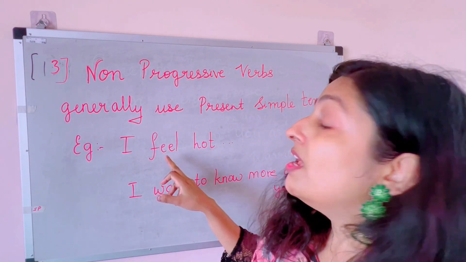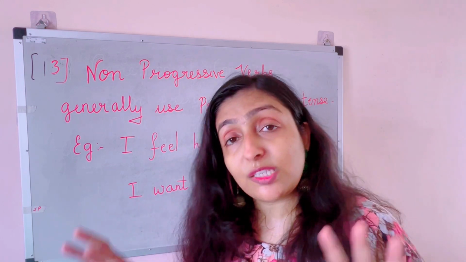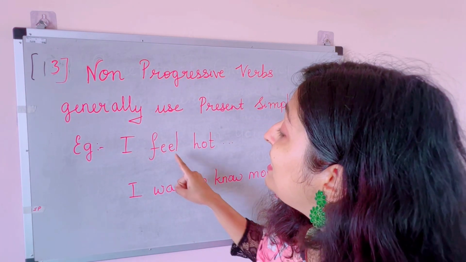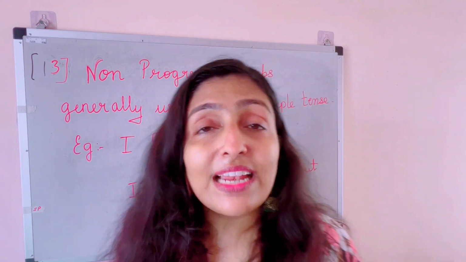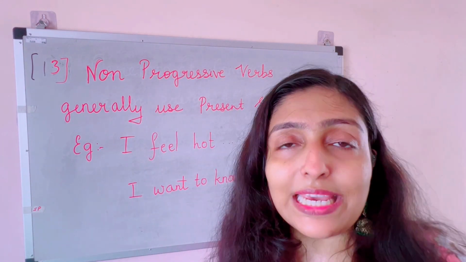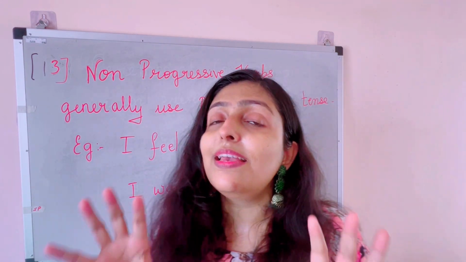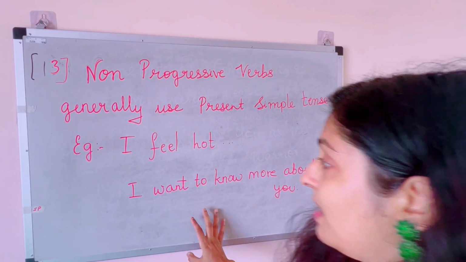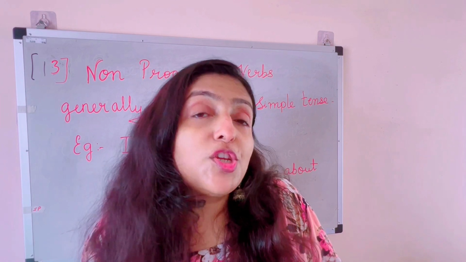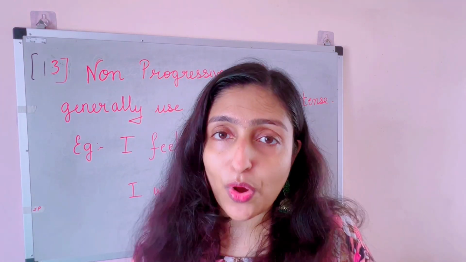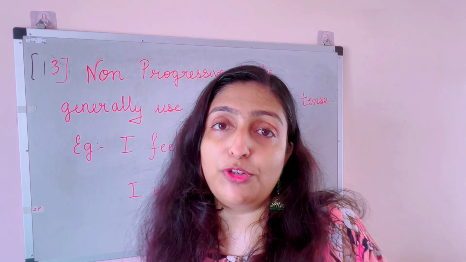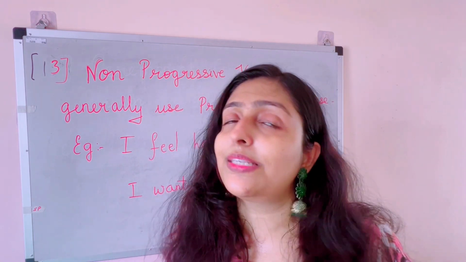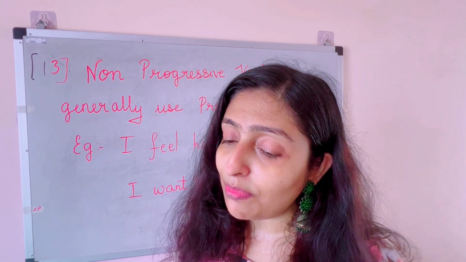So there are certain specific verbs which you need to know, like feel and want, that we cannot use in ing form. Certain constructions of sentences are made that way. I am wanting to know more about you is wrong. I want to know more about you. So these kinds of verbs use only simple present tense.